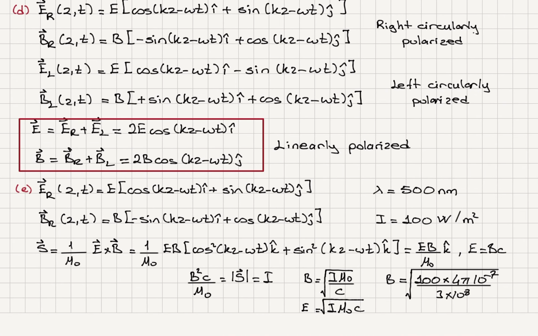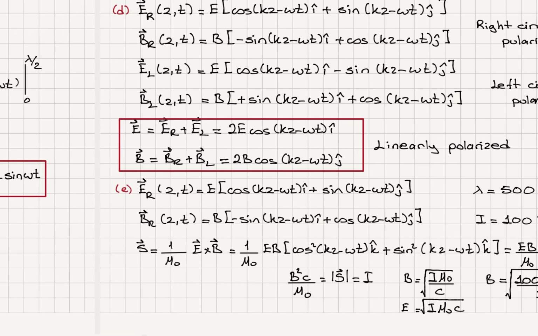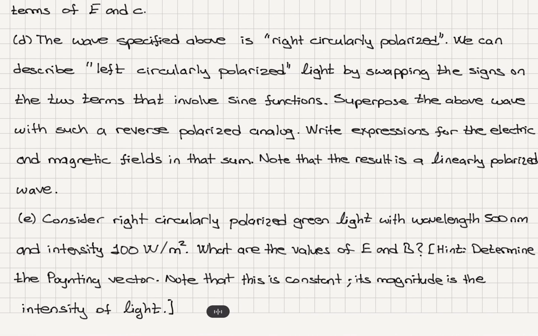Normally, remember, we talk about the average value of the Poynting vector. In that case, the magnitude of the average value of the Poynting vector is E max B max over 2 mu 0, so E max squared over 2 mu 0 C. So it is C times the average energy density. But here it's not talking about the average values. It's talking about the instantaneous values, because it says its magnitude is the intensity of light.